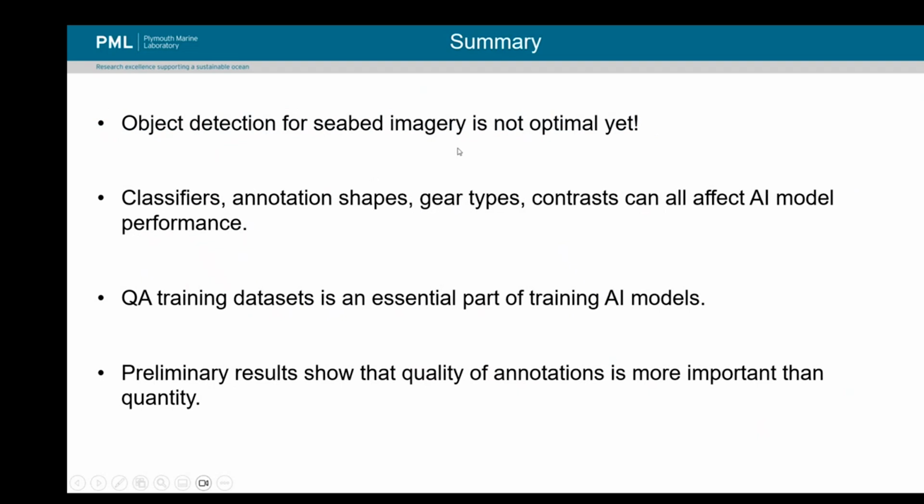So the summary of this project then really was that object detection for seabed imagery is not optimal yet. And this is hugely down to the training data set. We need a decent AI training data set. The classifiers you use, the annotation shapes, the gear types, the contrast can all affect AI model performance. Quality control of training data sets is an essential part of training AI models. We need better training data sets. And the preliminary results show that the quality of those annotations is more important than the quantity.